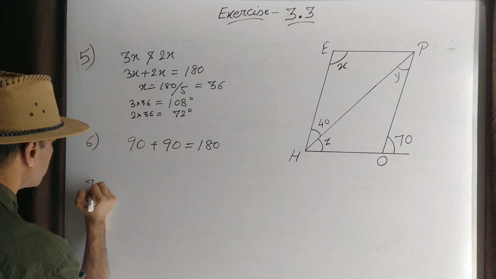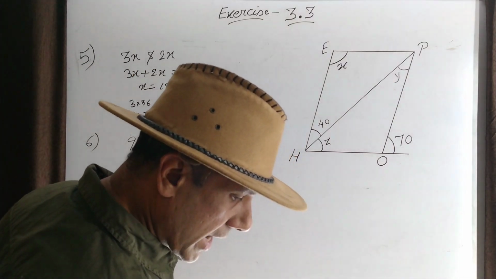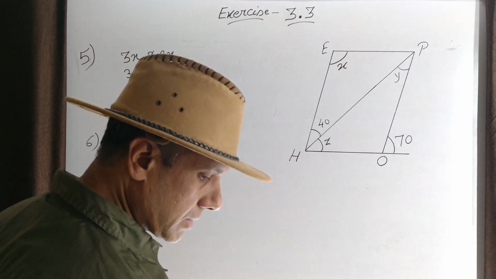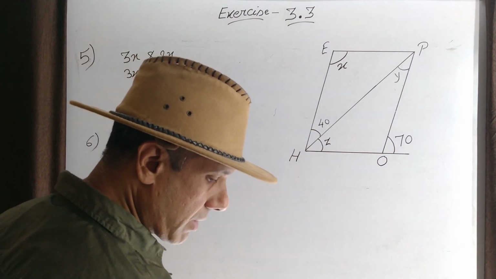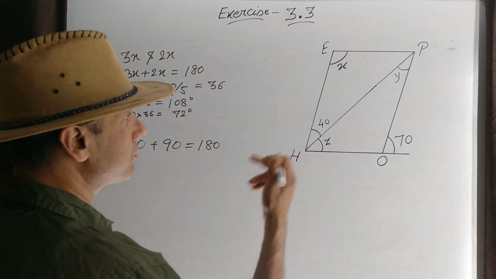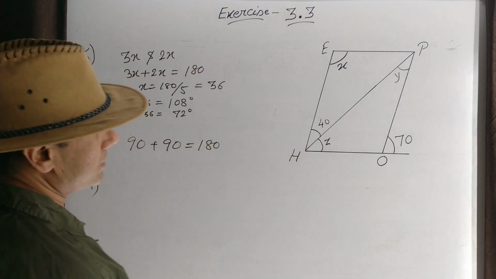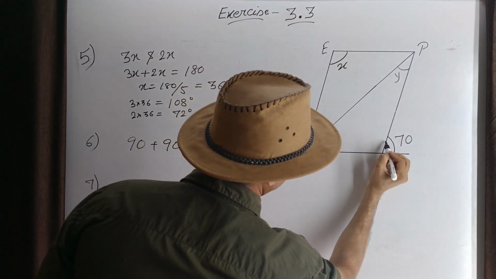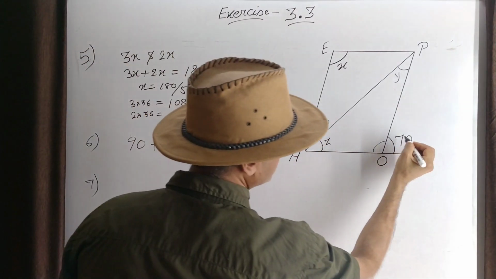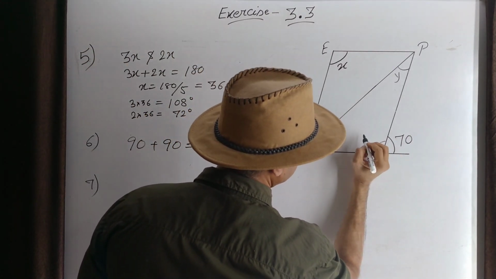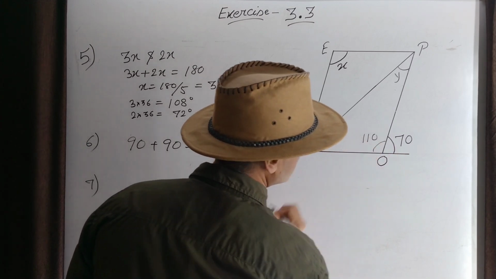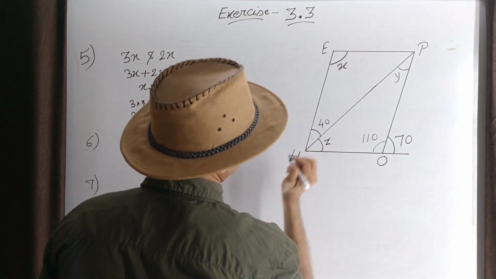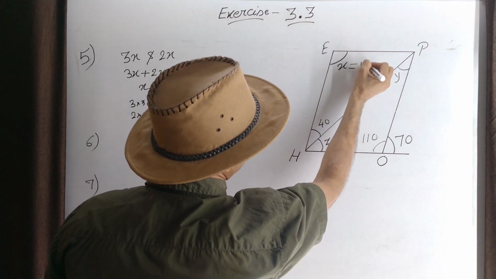Clear? Question number 7. In the figure, HOPE is a parallelogram. Find the angles x, y, z, and we also have to state the properties which we are going to use to find these. So this angle makes a linear pair with this. If this angle is 70 degrees, this angle is going to be 180 minus 70, that is 110 degrees. If this angle is 110 degrees, the opposite angle, that is angle x, will also be 110 degrees.